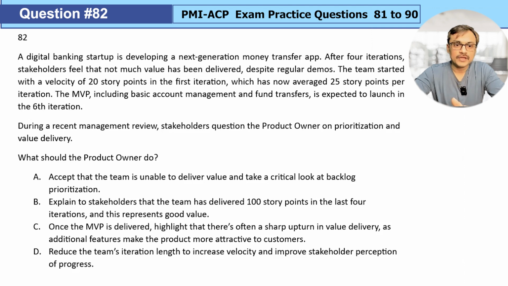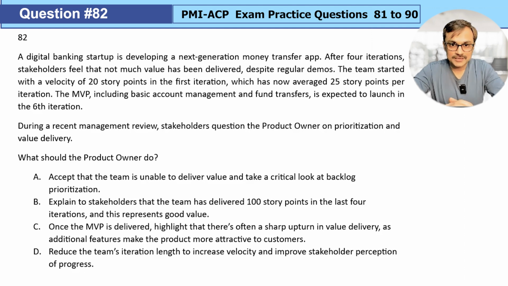Question number 82. A digital banking startup is developing a next generation money transfer app. After 4 iterations, stakeholders feel that not much value has been delivered. Despite regular demos, the team started with a velocity of 20 story points in the first iteration, which has now averaged 25 story points per iteration. The MVP, including basic account management and fund transfer, is expected to launch in the 6th iteration. During the recent management review, stakeholders question the product owner on prioritization and value delivery. What should the product owner do?